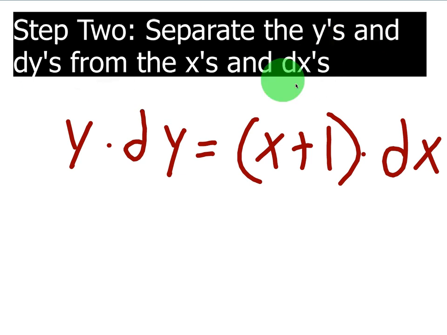Separate the y's and dy's from the x's and dx's. So in other words, everything that contains a y, both y and dy, needs to be on one side, and everything that contains an x needs to be on the other side. It won't really matter which side you put on which, but I will say that typically I put my y's and my dy's on the left side, and I put my x's and dx's on the right side. It just ends up working out a little bit more smoothly that way.